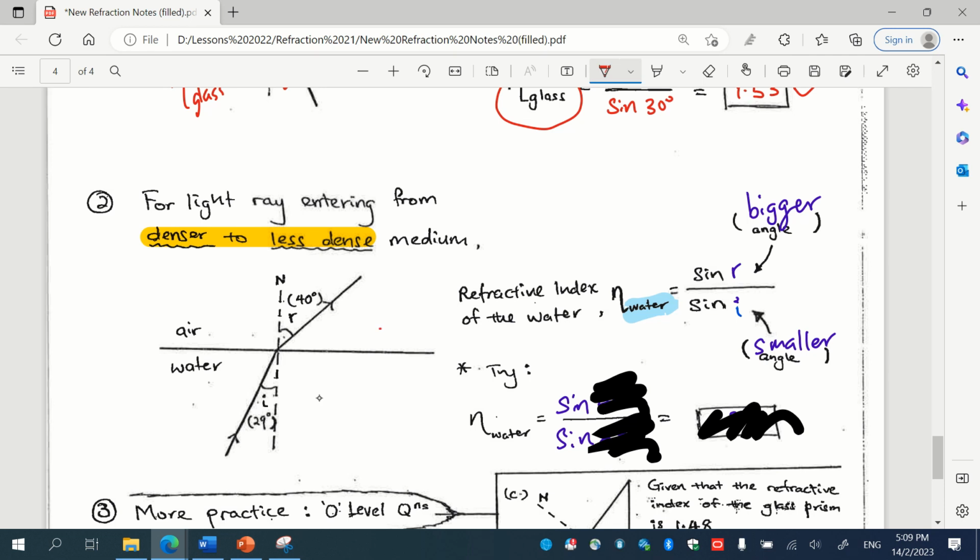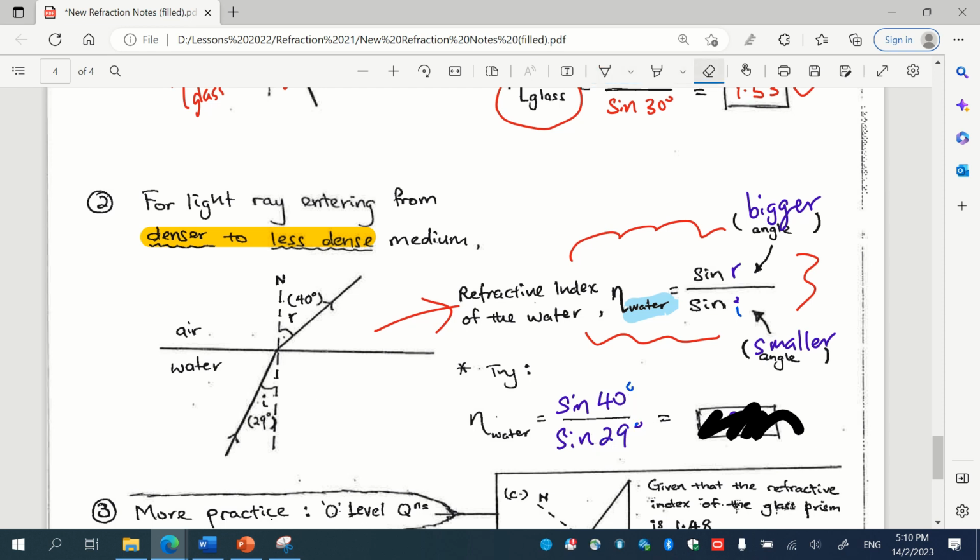Look here, the formula now becomes this one. You must remember it, it's tested in your WA1 next Monday, okay? Now it becomes sine r over sine I, which means now you have to put sine 40 degree over sine 29 degree.